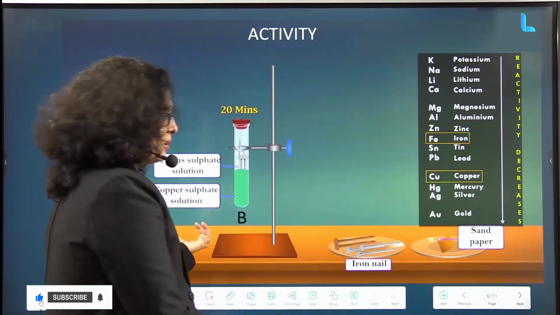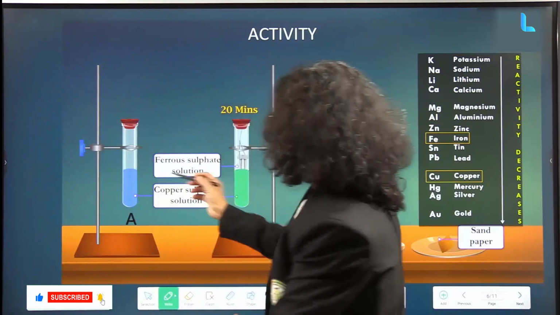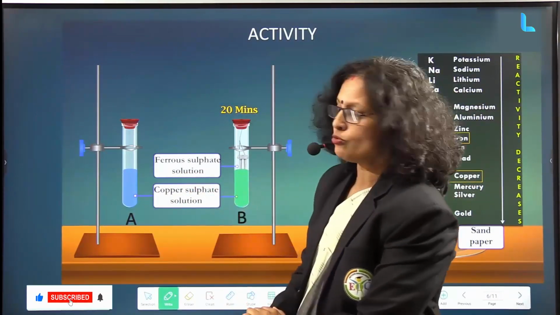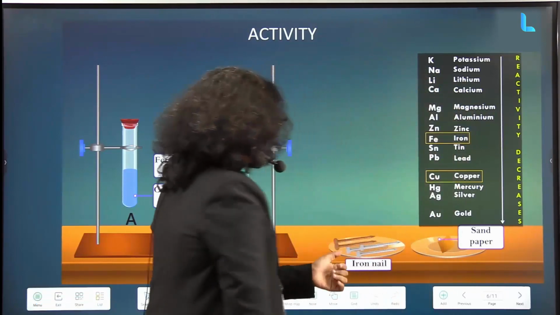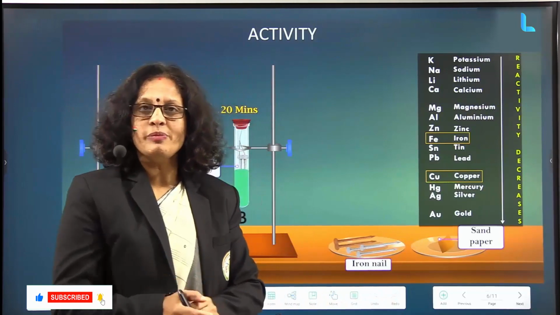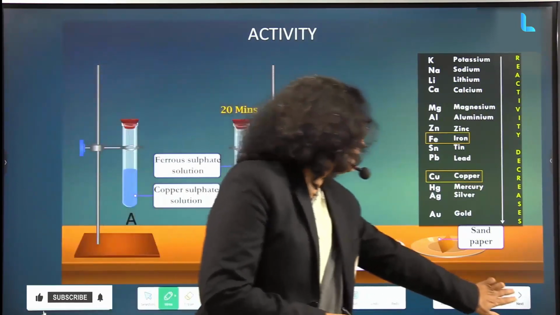Now we have one experiment here. We can see two test tubes. We have taken ferrous sulfate and copper sulfate solution. We have taken two iron nails here. The iron nails are rubbed with sandpaper so they become smooth, and they will be tied with a thread.